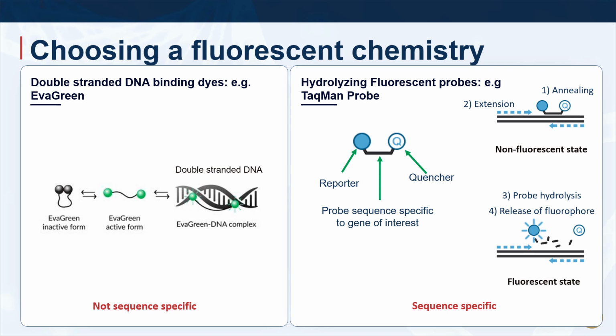This is again just a reminder of the two different chemistries we have available. Both of these chemistries work on digital PCR, although we prefer to use the TaqMan probe chemistries or the hydrolyzing probe chemistries on Crystal Digital PCR because they are sequence or target specific.